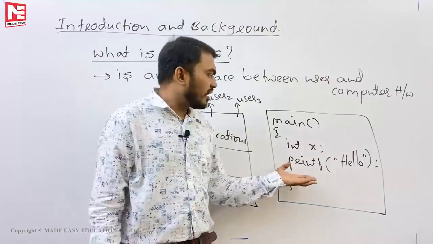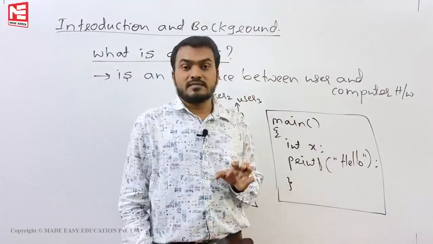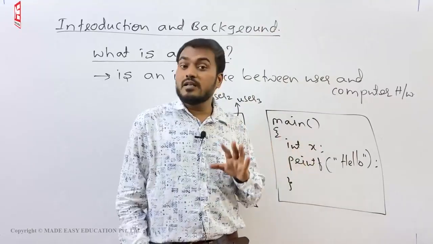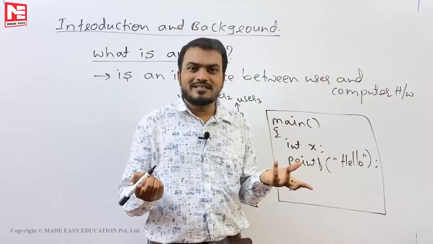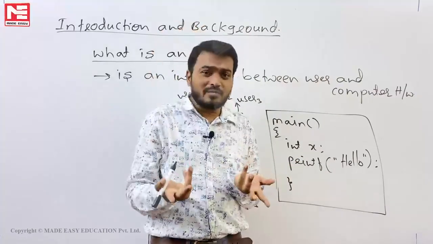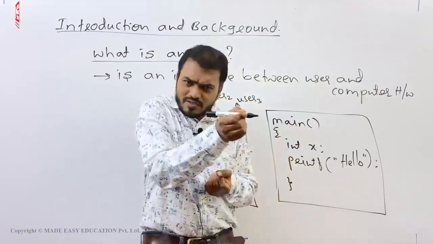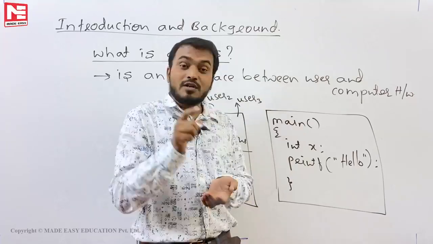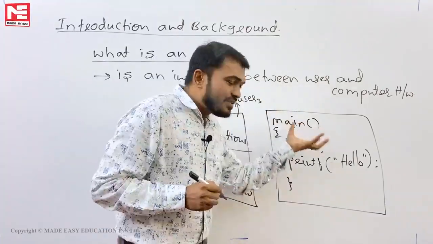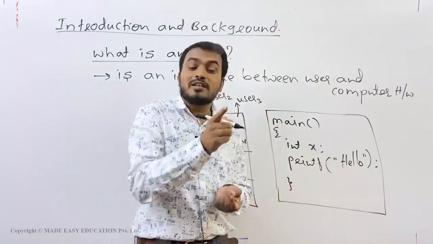The output you get is Hello. Hello will be printed on the monitor. Everybody knows that. Remember, the monitor is computer hardware. So this program is interacting with the computer hardware, because this hello will be printed on the monitor. This simple C language program is interacting with the computer hardware.